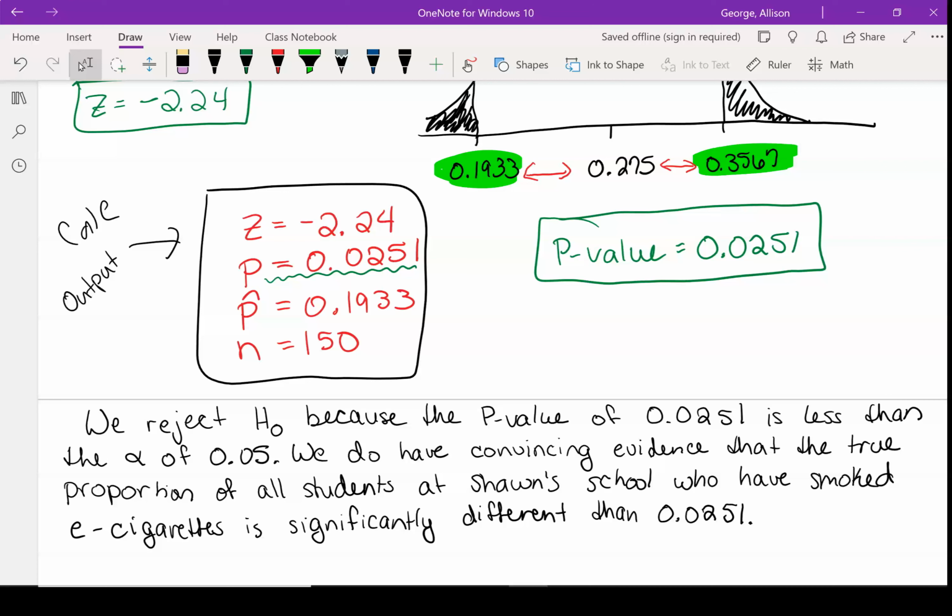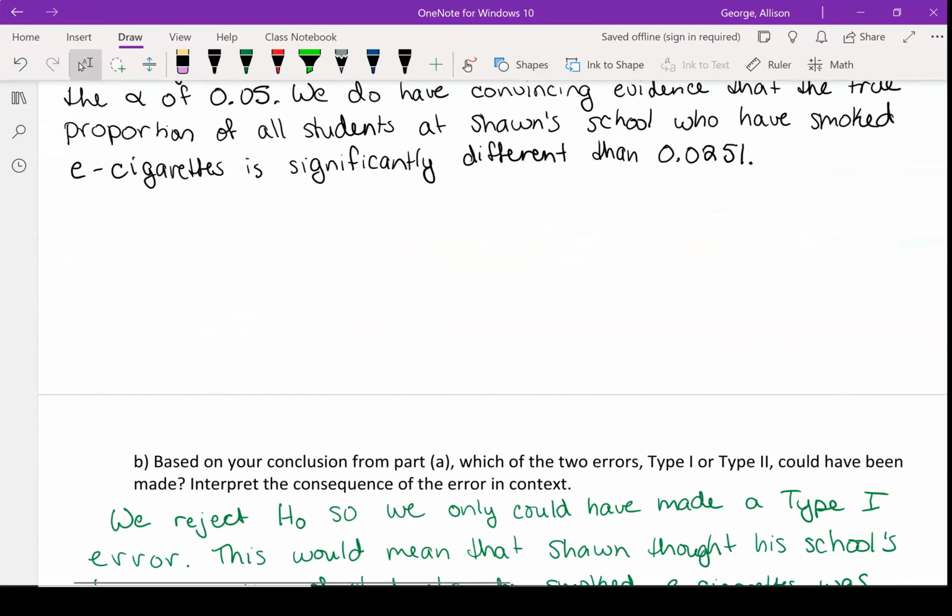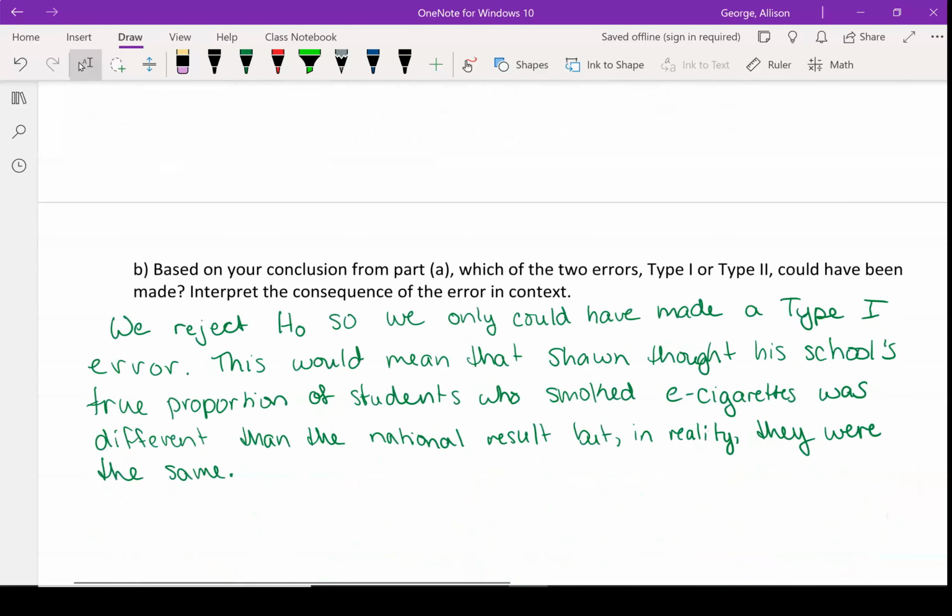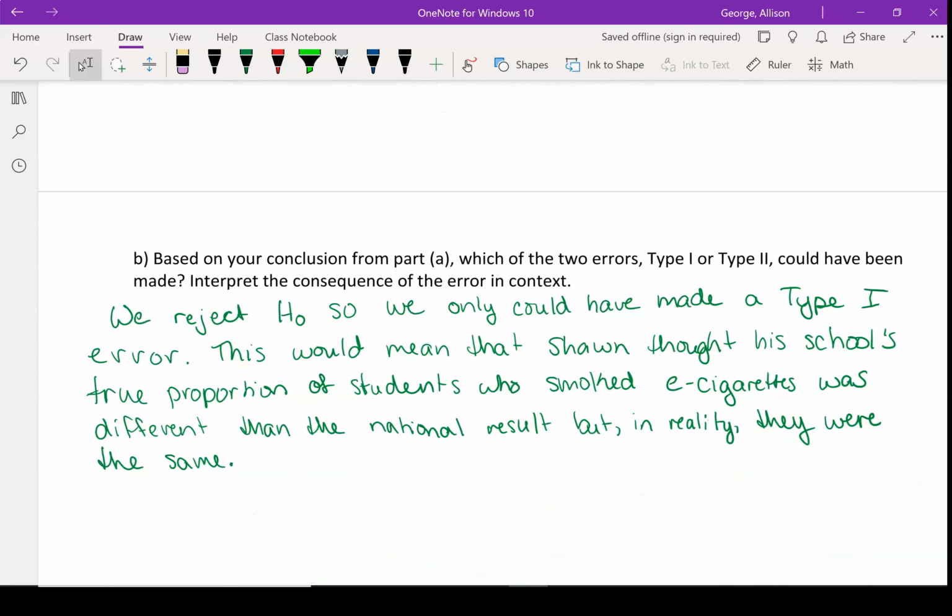So you can only pick one if they're asking you which one you could have made. If you rejected your null hypothesis, you could have made a type 1. If you failed to reject your null hypothesis, you could have made a type 2. So we reject our null hypothesis, so we only could have made a type 1 error. As for the consequences, in this particular problem there's not necessarily significant consequences. So we're going to give them the context. This would mean that Sean thought his school's true proportion of students who smoked e-cigarettes was different than the national result, but in reality, they were the same.